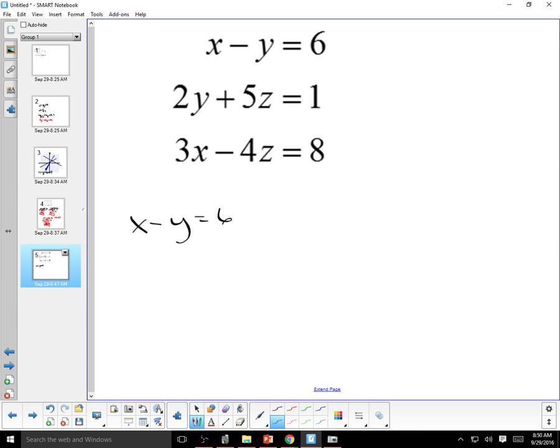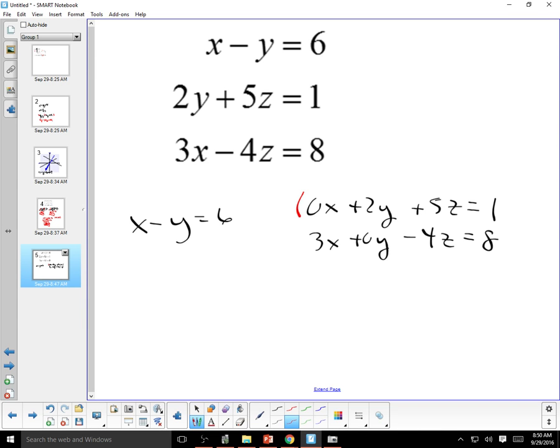And then over here with the other two, which was 0x plus 2y plus 5z is equal to 1, and 3x plus 0y minus 4z is equal to 8. So what I want to do is get an equation from here that will have an x and a y in it. So what I'm going to do is get rid of the z's. No matter what you pick, you're going to have to eliminate the one that you have the variables for. So I need to get rid of the z's in this case.